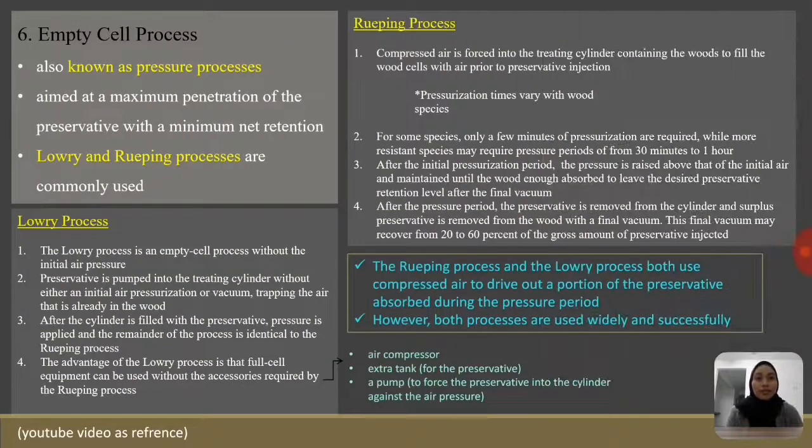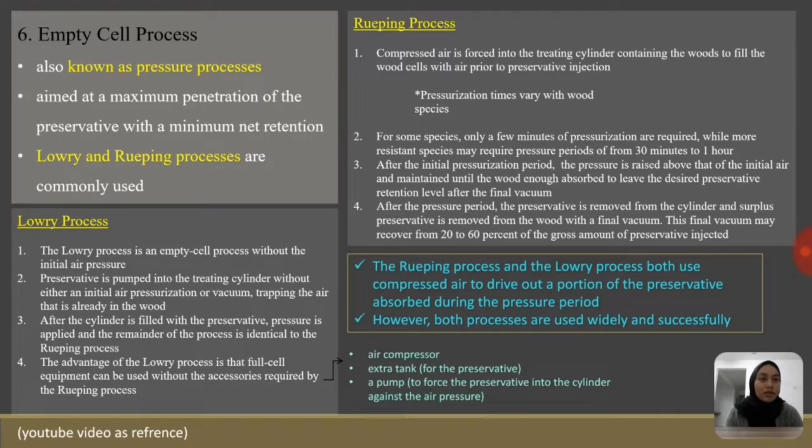The last process is the empty cell process, which is also a pressure process, aimed at maximum penetration of the preservative with minimum net retention. Lowry and Rueping processes are commonly used. Both processes use compressed air to drive out a portion of the preservative absorbed during the pressure period. Both processes are used widely and successfully. For the Rueping process, compressed air is forced into the treating cylinder containing the wood to fill the wood cells with air prior to preservative injection.